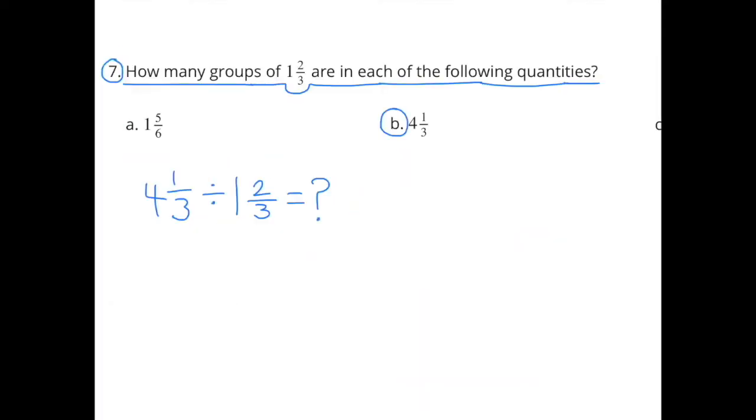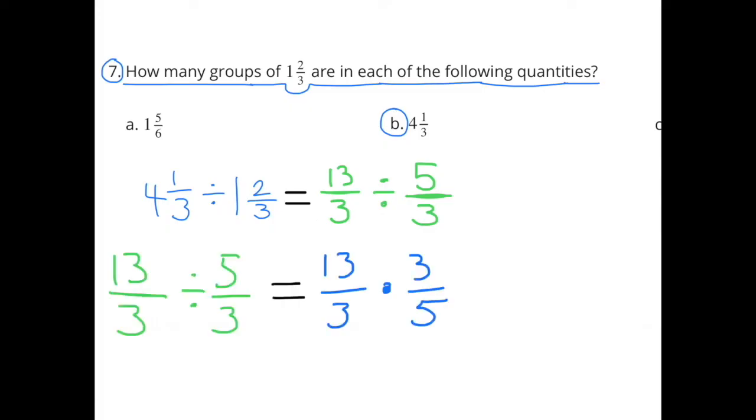B. How many groups of 1 and 2/3 are in 4 and 1/3? 4 and 1/3 divided by 1 and 2/3 equals what number? That's the same as 13/3 divided by 5/3. 13/3 divided by 5/3 can be rewritten as 13/3 times 3/5.